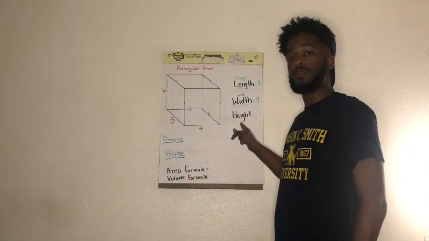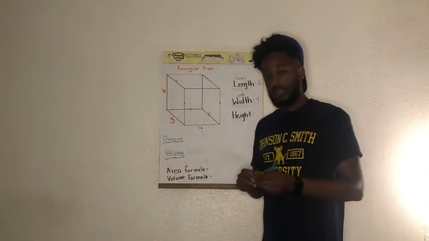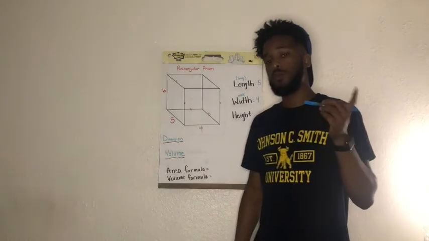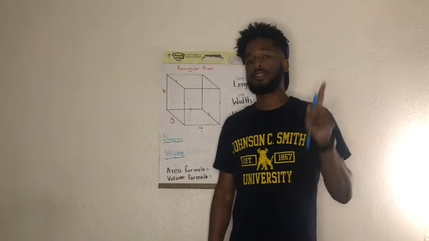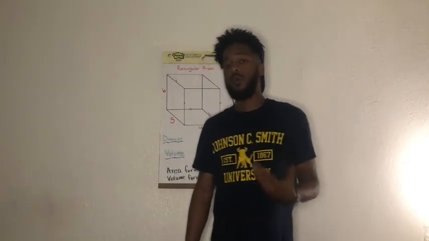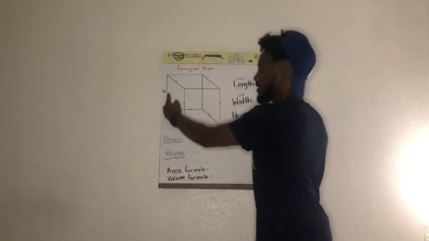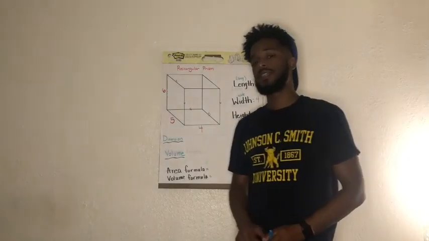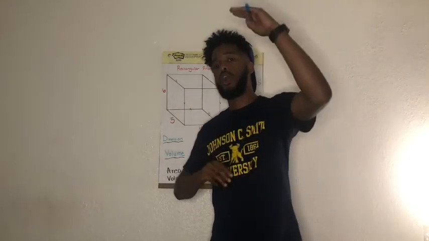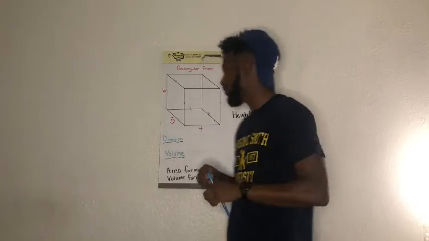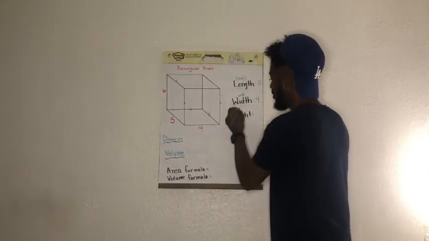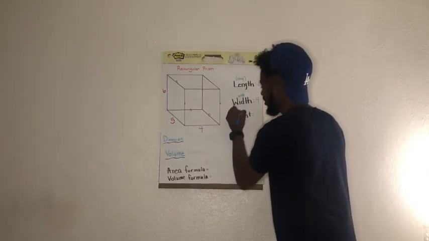Height, this is a new dimension that we're working with. Notice how when we learned area, the formula for area was length times width. It was only those two dimensions. Now, working with three-dimensional figures, we have a new dimension called height. Height tells us how tall the figure is going to be. How tall. So height tells us how tall.